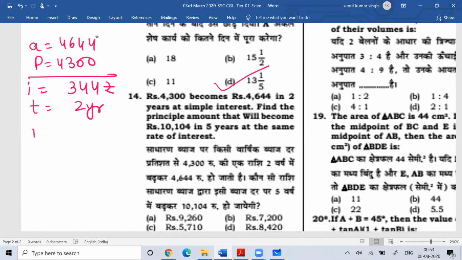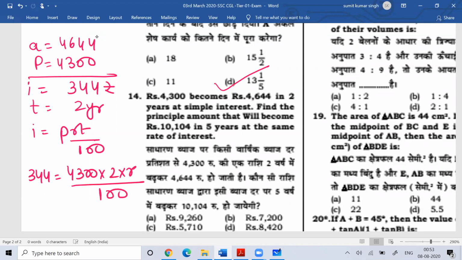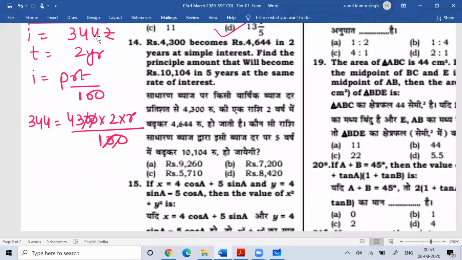So you can apply the formula P into R into T by 100. So this is 344 equals 4300 into 2 into R by 100. The 100 gets cancelled. So this is 172 equals 43 R. So the value of R is, I think, 4. So the value of R is 4%.